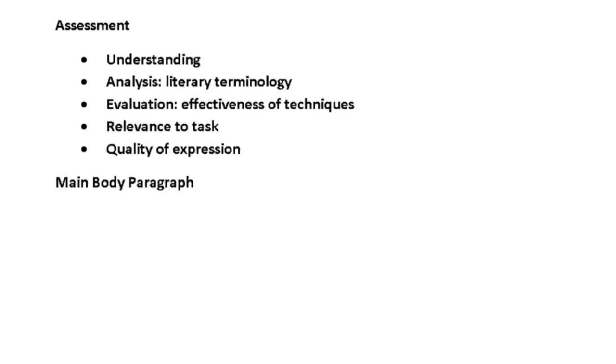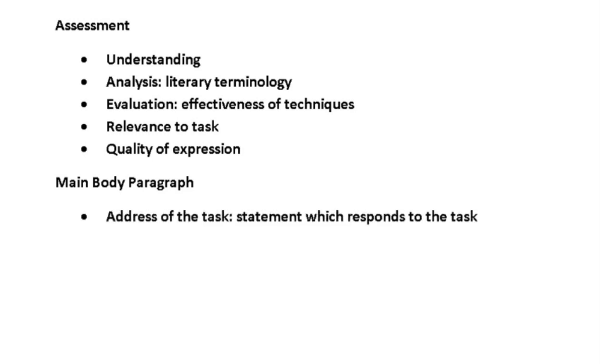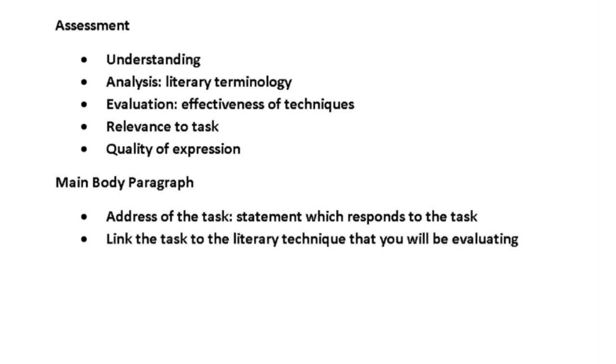Obviously, there's a sensible logical sequence to some of them. It wouldn't make sense to put some of them in a very different order, but there is a degree of flexibility. So the first ingredient that needs to go into your main body paragraph is an address of the task, which basically means to write a statement that responds to the task. Then link the task to the literary technique that you will be evaluating.